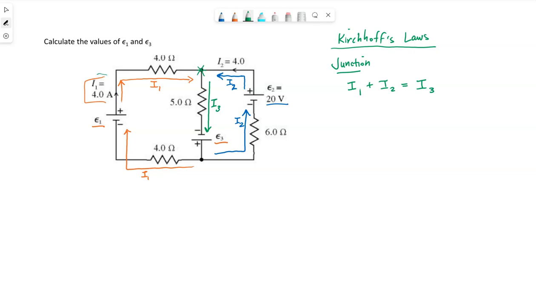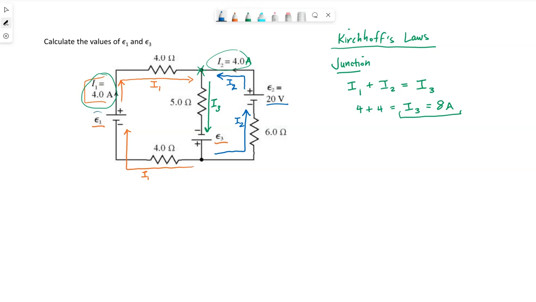Now, the other thing I'm going to go ahead and do is throw in these numbers they told me. It looks like we're missing our amps on that I2. But we have 4 amps plus 4 amps, so we actually know I3 is 8 amps. It wasn't labeled, but because of the currents they did give us, we can easily come up with that I3.